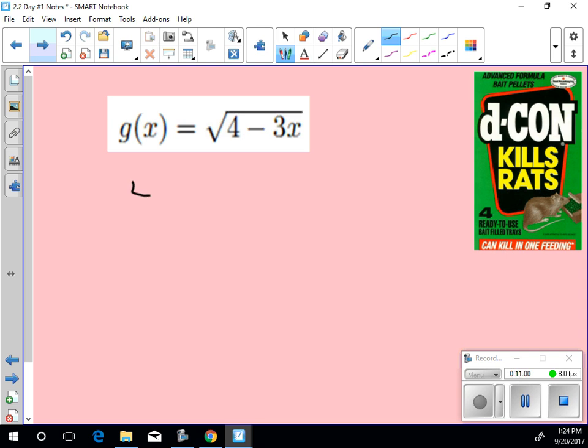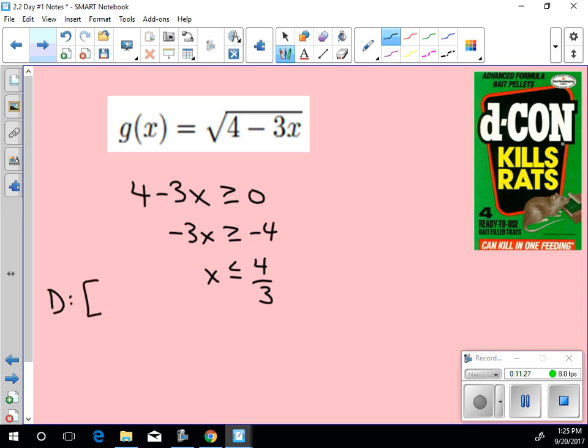Okay. What did we just say about this? What does this have to be? Greater than or equal to 0. Oh, too easy. I got -3x greater than or equal to -4. But what happens with an inequality when you divide by a negative? It flips. Negative divided by a negative is a positive. X is less than or equal to 4/3.